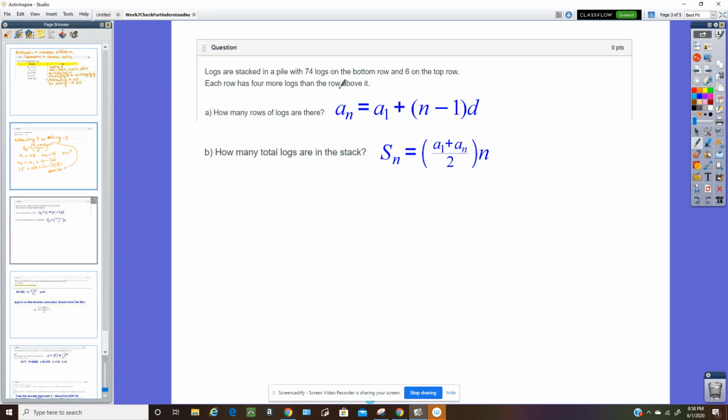All right, so the next one, this is arithmetic also. So in letter A, oops, A sub 1, we'll make A sub 1 74. So A sub 1 is 74, and A sub n is 6. And then how many rows of logs are there? So you're looking for n.